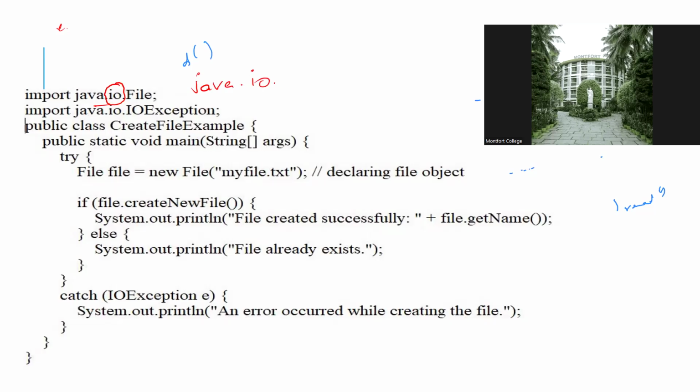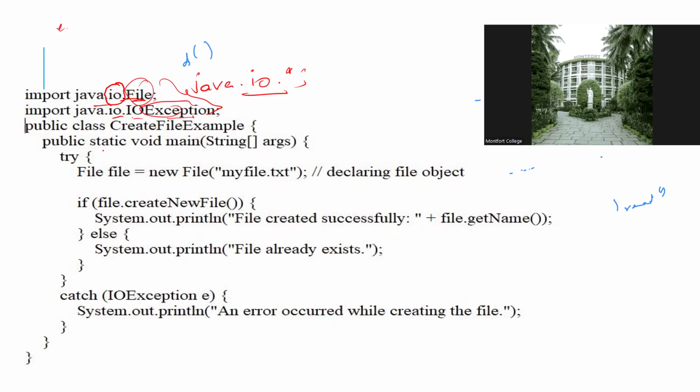Sorry, java.io.* — you can mention that as one way. Otherwise, you can use this pattern. Then we have IOException. So these two we have to import, but if you are writing it like this, there is no need of mentioning File and IOException.